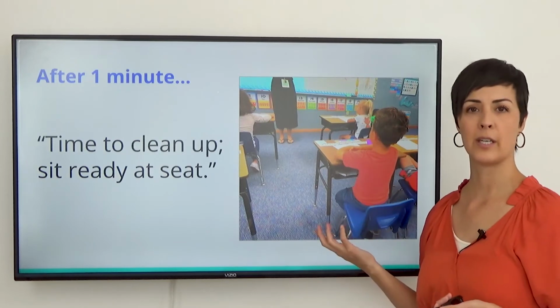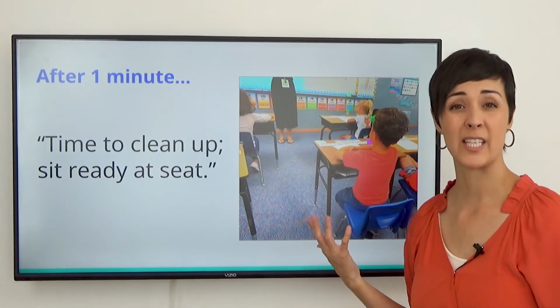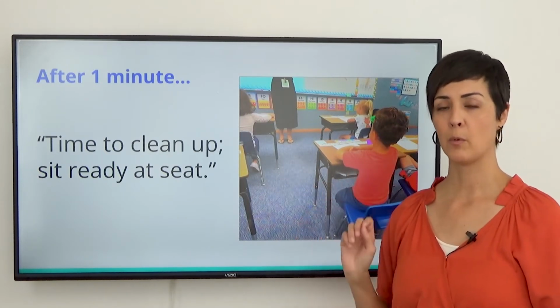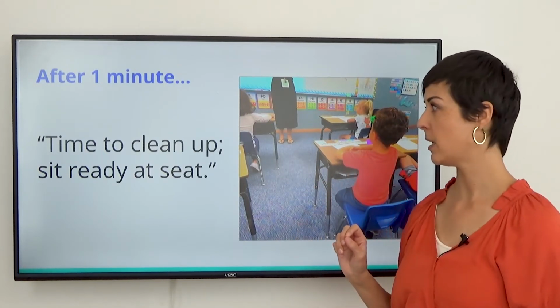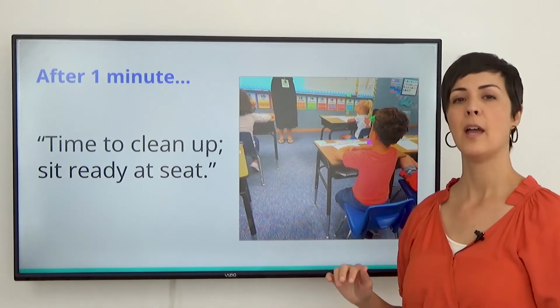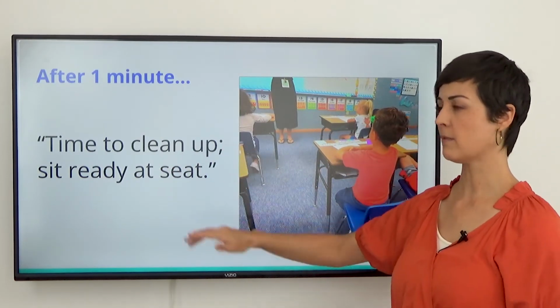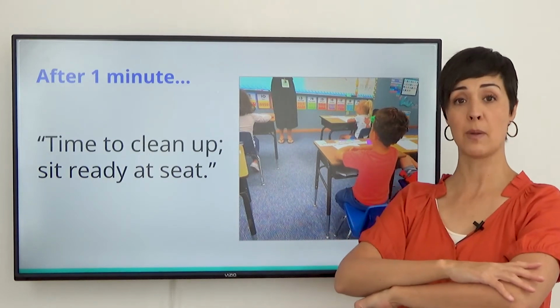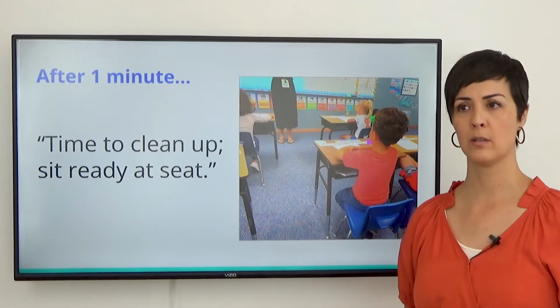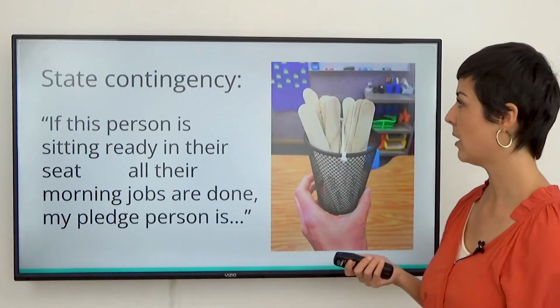And how is the teacher getting him to do that? It's because of the contingency that she's creating at cleanup. She's saying, okay, 1 more minute, and then it's time to clean up. After that 1 minute, she's saying, okay, time to clean up, sit ready at your seat. And the kids know that if they are done at the end of that minute and they're sitting ready at their seat in power position, like this little boy is, their name might get drawn for the pledge person.